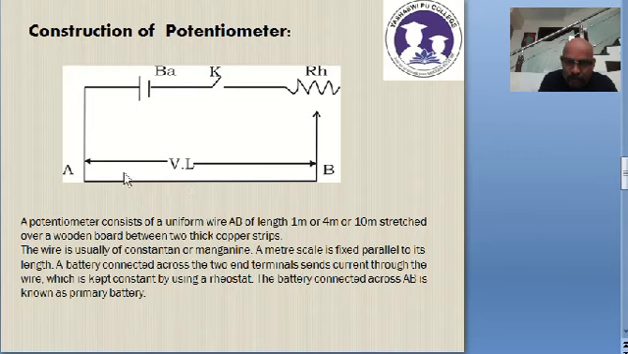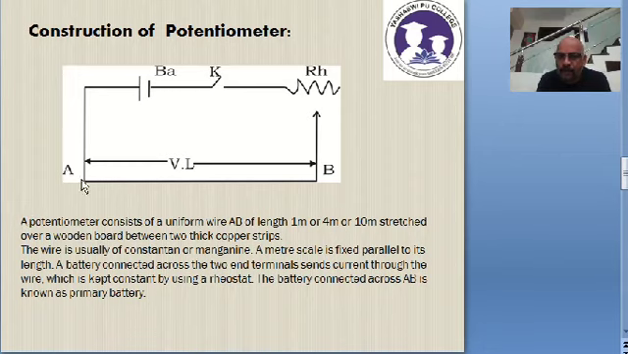Now if you choose the 1/4 point of the potentiometer wire, it will be 5 volt. So 1/4 is 5 volt, half is 10 volt, 3/4 is 15 volt, and full is 20 volt. I am assuming that the battery is capable of giving a maximum of 20 volt. It is giving 20 volt, and this 20 volt will drop between A and B.